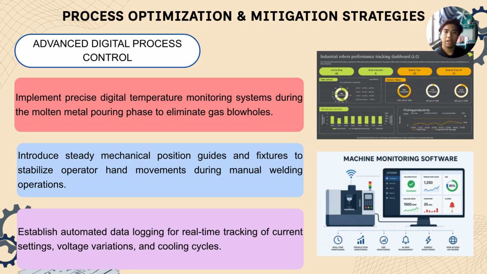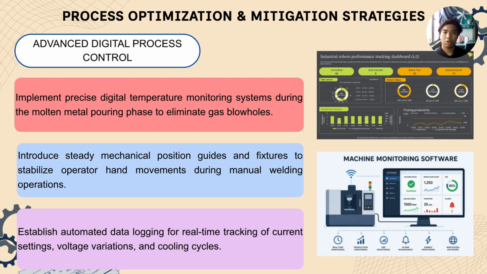Now we look at process optimization and mitigation strategies. First, advanced digital process control. We use digital sensors to track temperature while pouring the hot molten metal. This will stop trapped air bubbles or gas blowholes from ruining our parts.